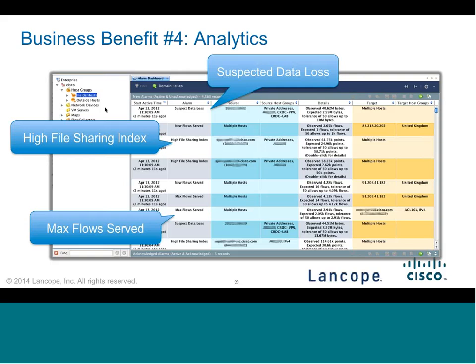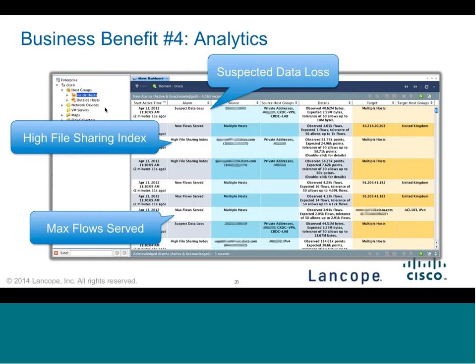Essentially, if you don't have the built-in Lancope alarms, you have to write algorithms yourself to look for all of the stuff that's built into it. Here's just an example of suspected data loss, high file sharing index, maximum flow served. From the day that you plug in StealthWatch to your network, all of the flows going through are picked up and populated in the tables.